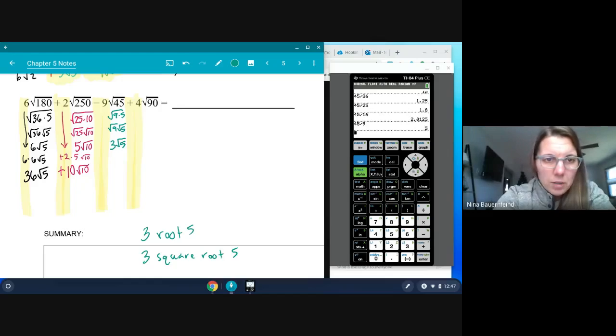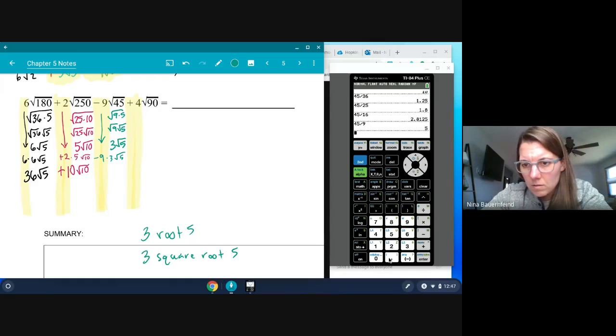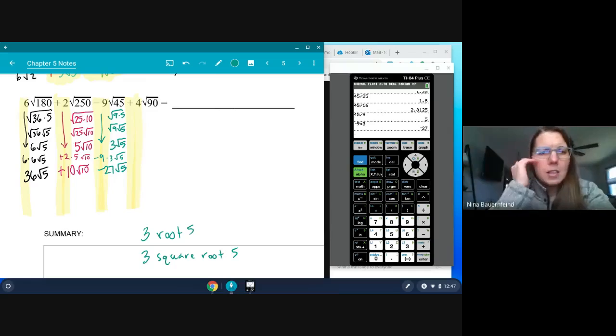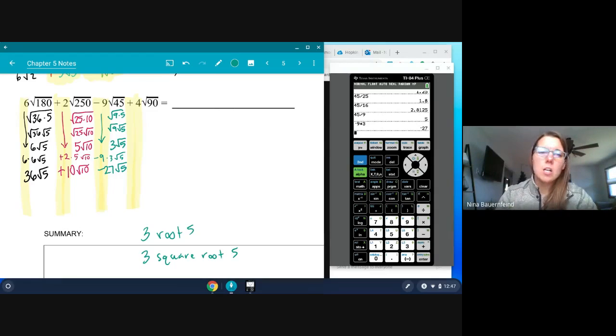And then we have to bring down this negative 9. So negative 9 times 3 is negative 27. So it's going to be minus 27 root 5. And then we have to do one more. And this really is the hardest part. I think I put like 1, maybe 2 on there, but they're not even this intense, I don't think. So for the last one, we'll do the same thing.